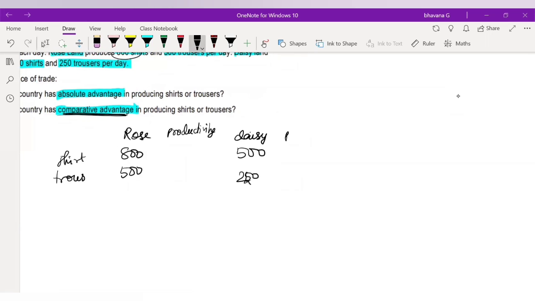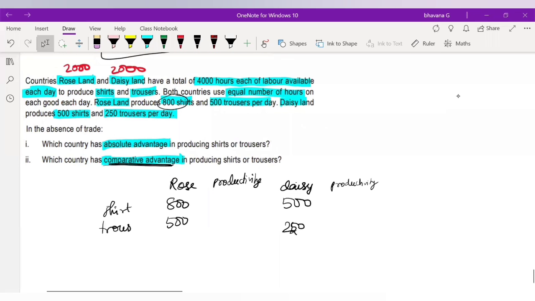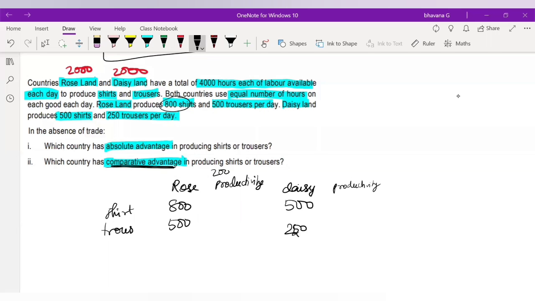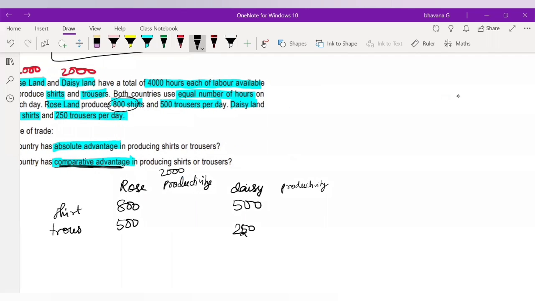So productivity. What they have told you in the question is Roseland gets 2,000 labor hours per day, and Daisyland also gets 2,000 labor hours per day. So if they get 2,000 labor hours to produce 800 shirts, their productivity is 2.5. In the same way, 2,000 labor hours for 500 shirts, their productivity will be 4. Here if it is 2,000 by 250, the productivity is going to be 8.